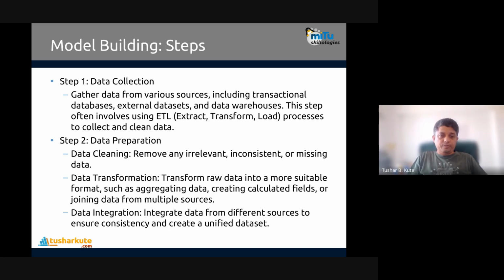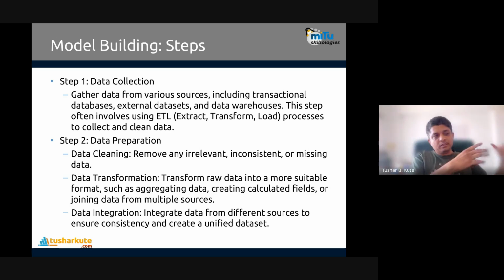Data integration. Integrate the data from various sources to ensure consistency and create a unified data set. Consistency: integrate from multiple sources and create a unified, common data set which will be used.